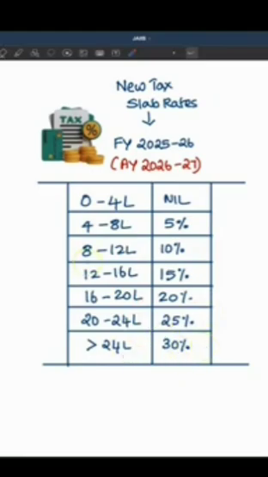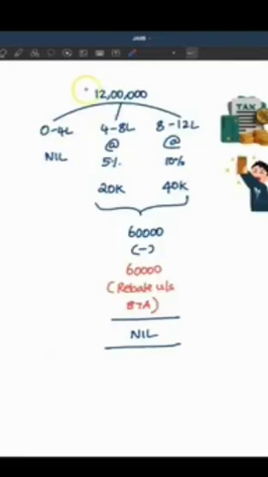So here we may have a question. There is a tax applicable up to 12 lakh. That is, 4 to 8 has 5%, 8 to 12 has 10%. Then how do we say it is zero tax up to 12 lakhs? Let's break that down. When the income is 12 lakhs, up to 0 to 4 lakhs, no taxes.